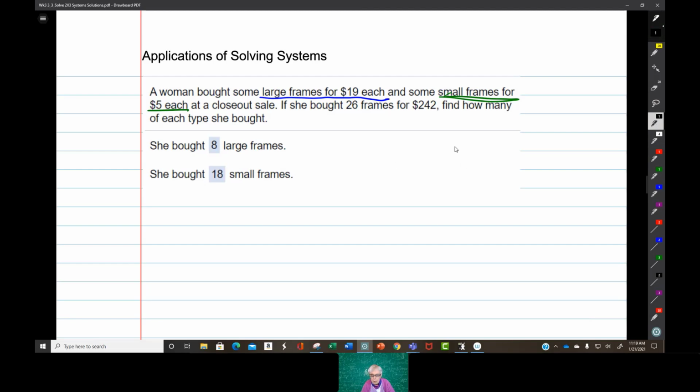Here's what I know. Large frames are $19 each. And small frames, must be a lot smaller, are $5 each. She wants some frames. Maybe she has a bunch of pictures of her family.